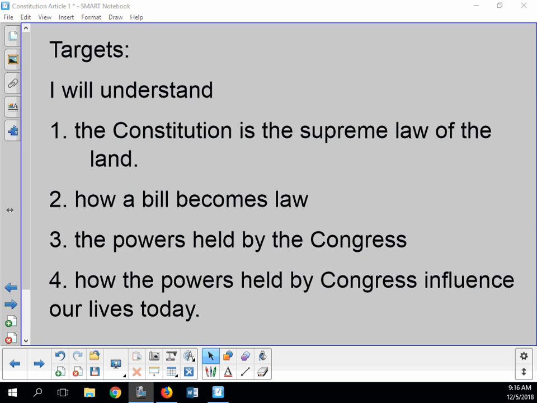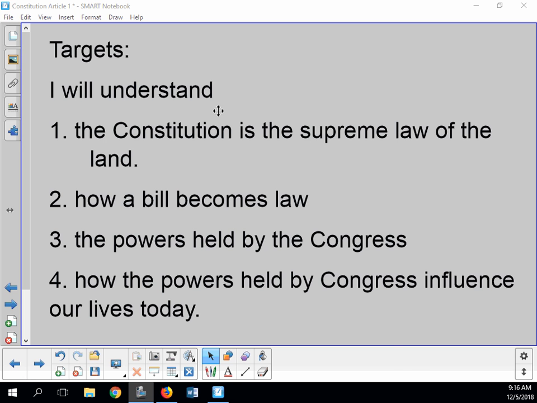And hopefully you will understand, one, the Constitution is the supreme law of the land, two, how a bill becomes a law, three, the powers held by Congress, and four, how the powers held by Congress influence our lives yet today. So let's get started.